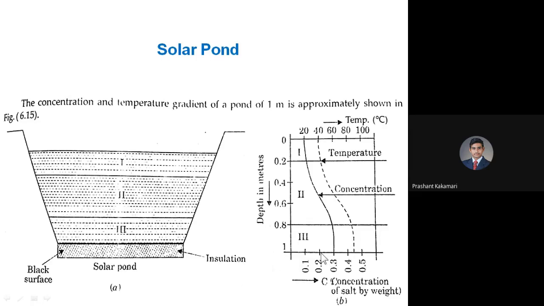And in the depth level, in the second stage, we need to maintain up to 1 meter, not beyond that, because once the solar radiation passes through the solar pond, all these layers will have some absorption of the solar radiation. If you go on increasing this depth, what will happen?